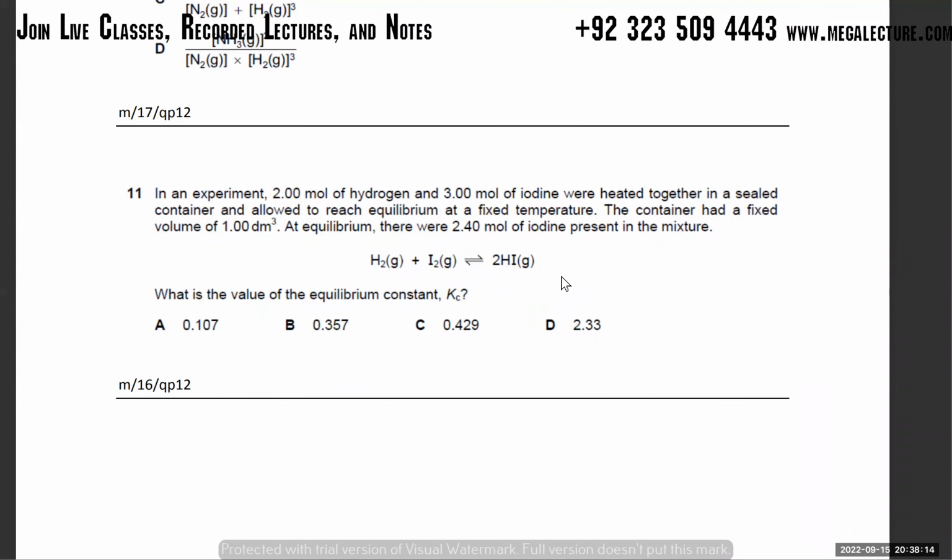Actually, we've got this question. It's H2, I'm just going to write it bigger over here. H2 plus I2, in equilibrium with 2HI. What are my initial moles? I'm not going to draw the table, it's just going to waste time. 2 moles of hydrogen gas and 3 moles of iodine were heated together in a sealed container. He's not adding anything else, so initially there's no HI. Is that clear?